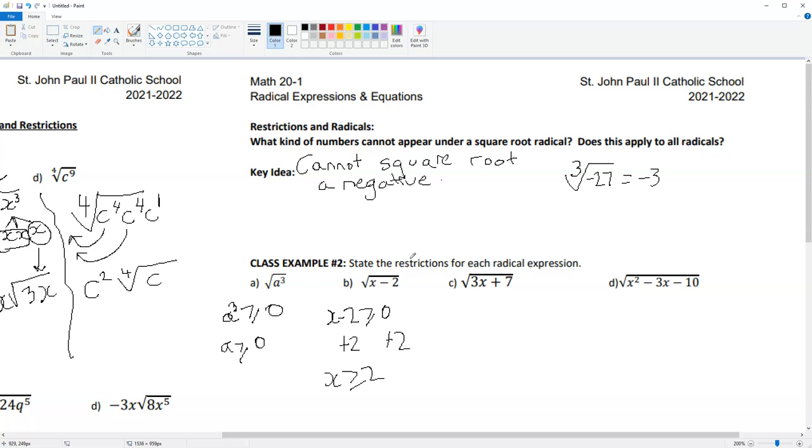Okay, so I'm going to take what's on the inside here for c. 3x plus 7 is greater than or equal to 0.